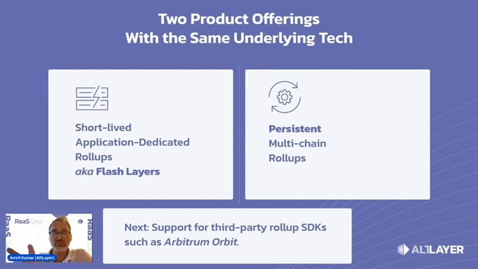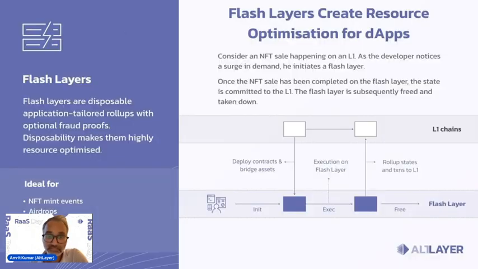By the way, these two rollups, the flash layers and the persistent multi-chain rollups, are both built using our own tech stack. But we're also in the process of integrating external SDKs. For example, Arbitrum Orbit, which allows people to deploy Arbitrum-based L3s. The idea is to offer people a framework, a dashboard from where they can deploy Arbitrum Orbit-based L3s. So we are adding support for third-party rollup SDKs as well.